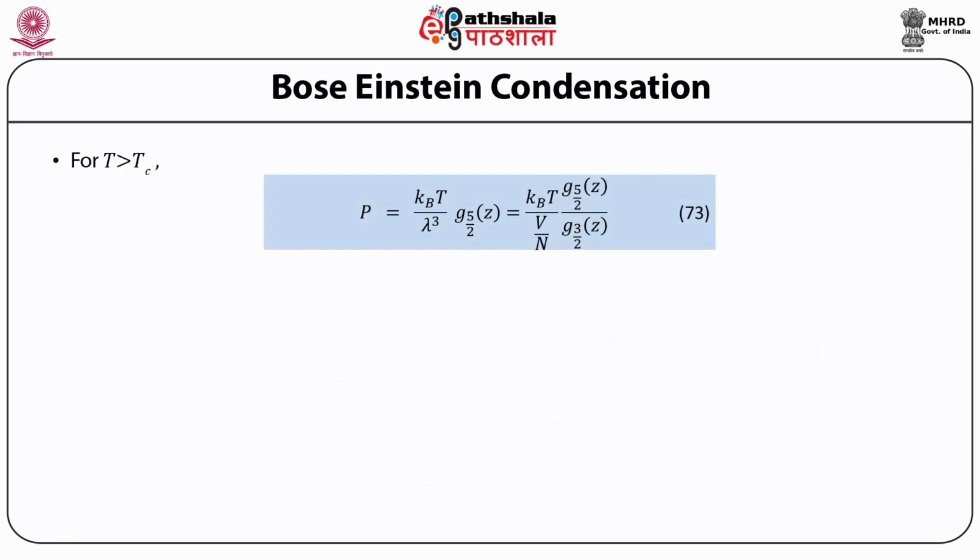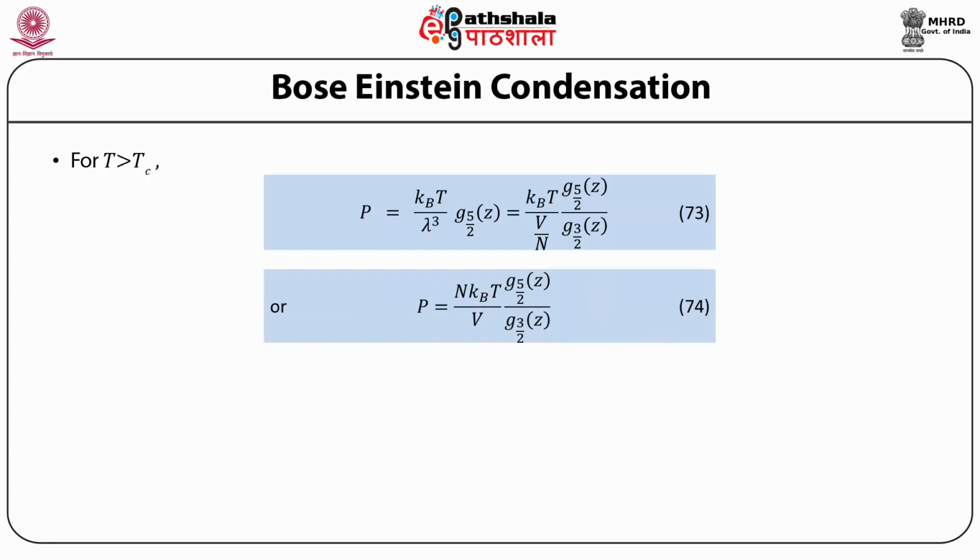For T greater than Tc, P is equal to kBT upon lambda cube multiplied by the Bose integral of the order of 5/2, which is equal to kBT multiplied by the Bose integral of the order of 5/2 divided by V upon n into the Bose integral of the order of 3/2, or P is equal to n kBT upon V multiplied by the Bose integral of the order of 5/2 divided by the Bose integral of the order of 3/2.